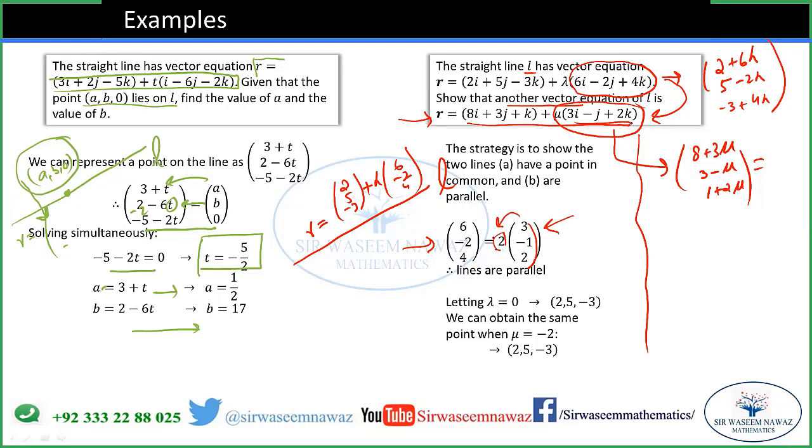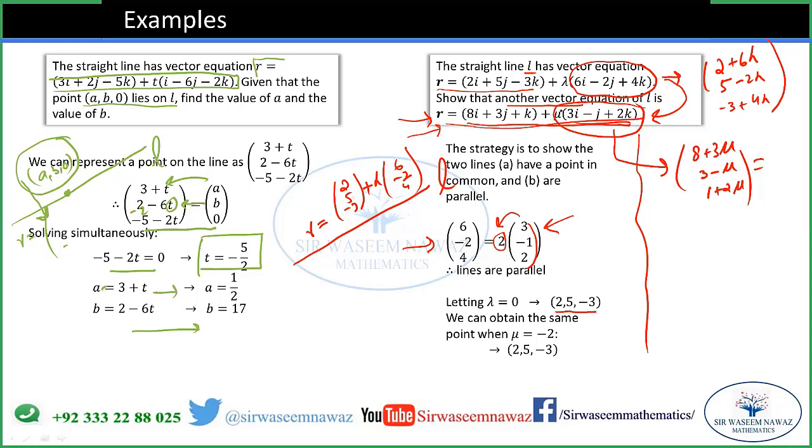Now what can I do? The first thing is clear: they both have the same direction. Now if I take some arbitrary value of lambda and place it here, I get a point, r is equal to (2, 5, -3). Now the same point I can find from this equation as well.